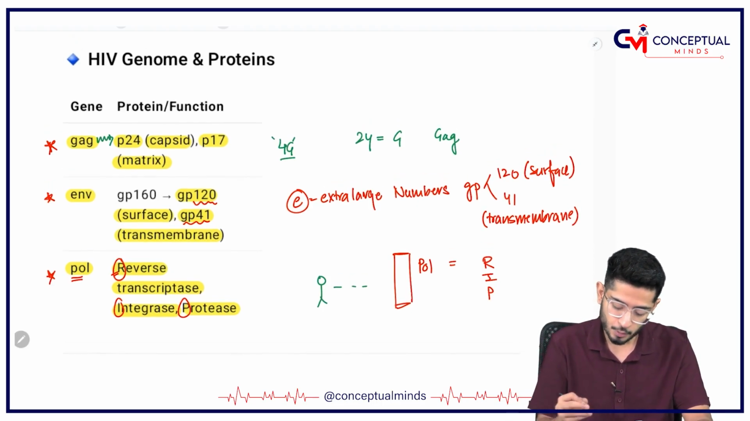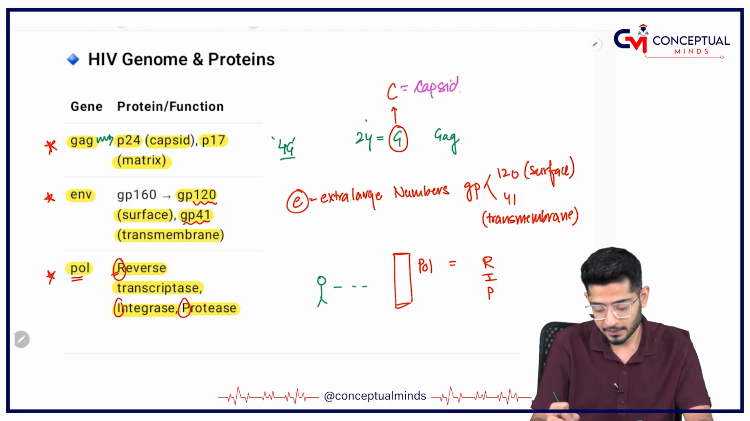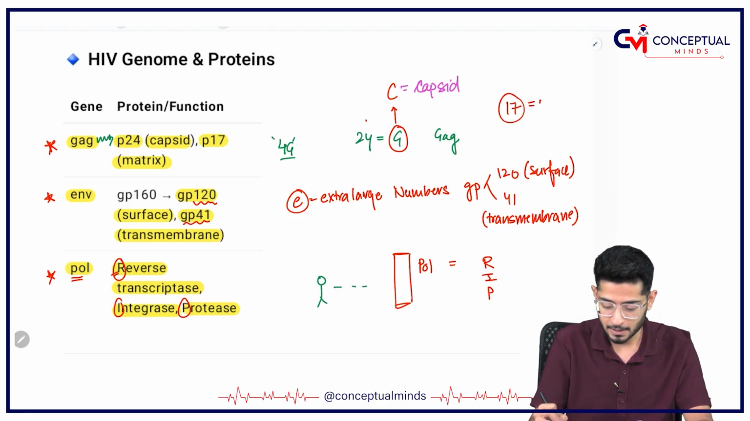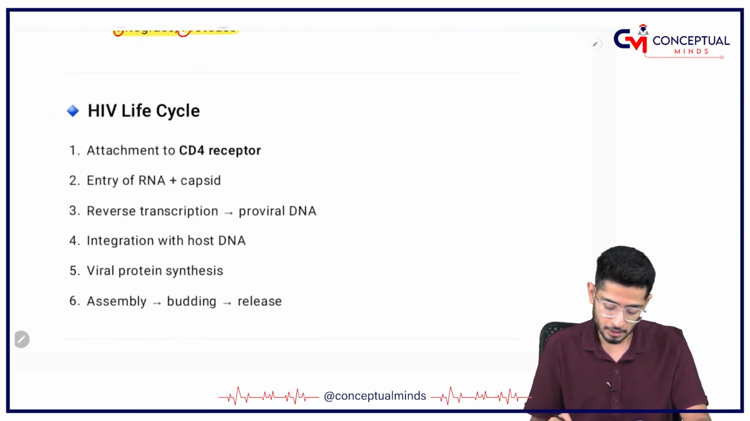Similarly, 24 is encoded by G, so 24 is there with G and C. I always say go together because they look very same. So that is there in the capsid, whereas 17 is there in the matrix. So this is about the genome and the proteins.